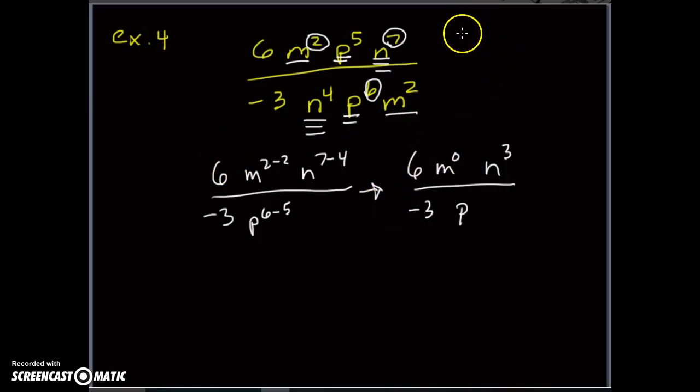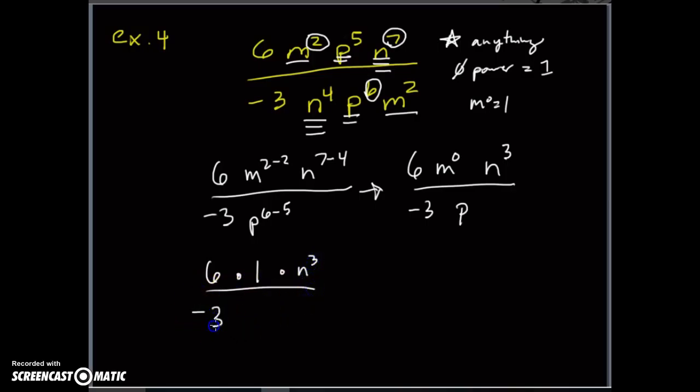Now, anything to the 0 power, go ahead and make another note if you don't remember this. Anything to the 0 power equals 1 except 0. So we've got m to the 0 power, which in this case equals 1. So we can go ahead and replace this with a 1. We've got 6 times m to the 0 power, which is just 1, times n to the third power, over negative 3p. 6 times 1 is just 6, so I can just not write the 1. That's essentially what happens when you've got a variable to the 0 power. It's being multiplied as a 1, and that's not going to change the constants that you're multiplying it to. So you can pretty much just evaporate it.